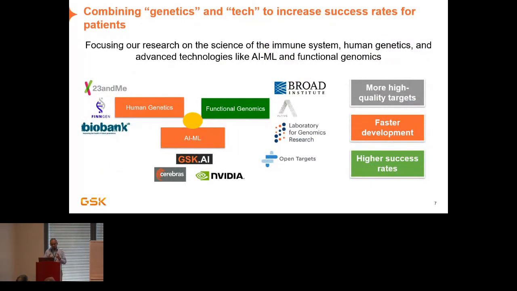This is just to illustrate the way we are thinking about it, at least at GSK, so we try to combine. We feel the importance of human genetics combined with functional genomics, and we have really increased our capabilities in terms of AI and ML as well. But a lot of it is also through collaborations, and here are some examples of collaborations we have.